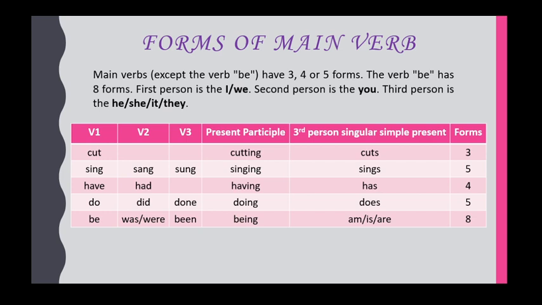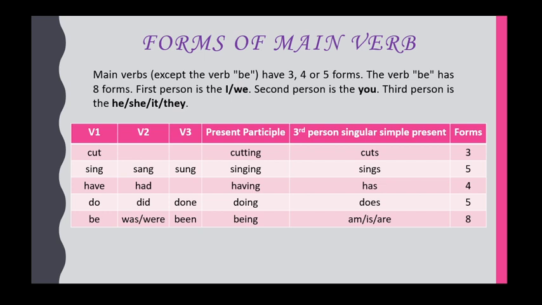Now, how you can classify or how you can know about the 3, 4 or 5 forms and the 8 forms of be, that we'll see in the following table. V1, V2, V3, then the present participle, then the third person singular simple present forms. So, we'll study about this in the particular table.